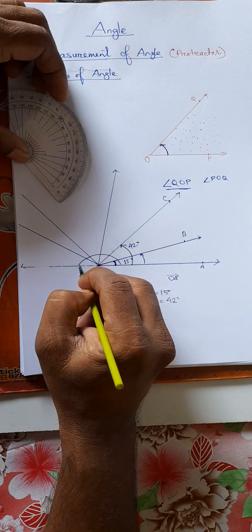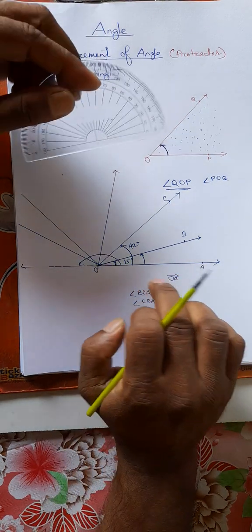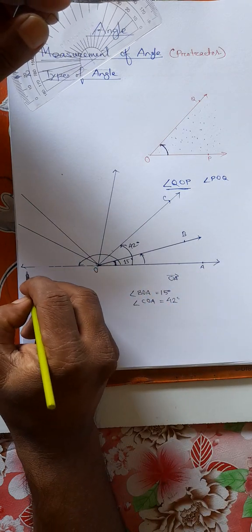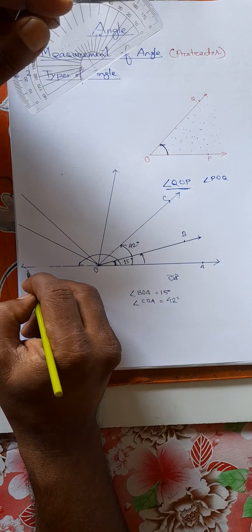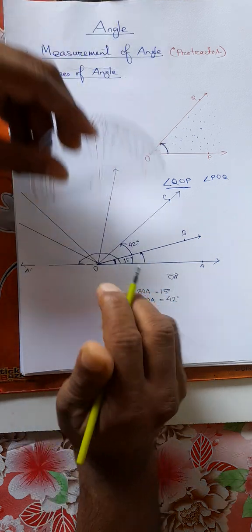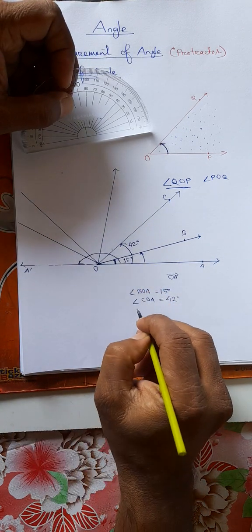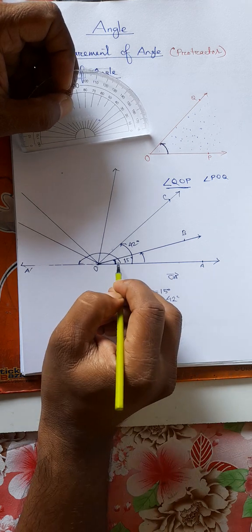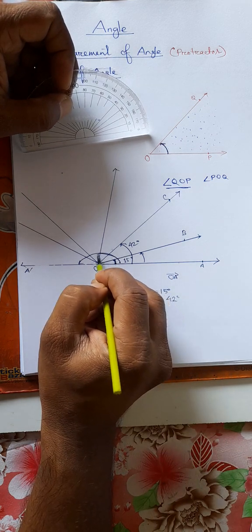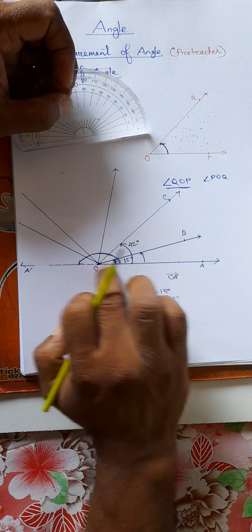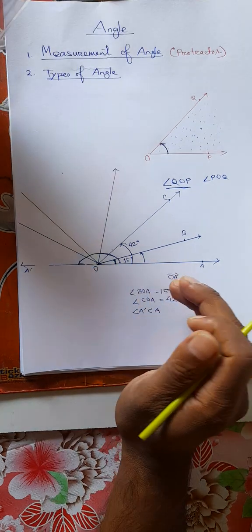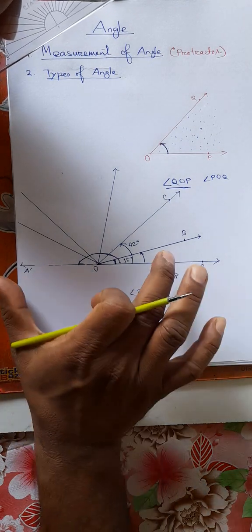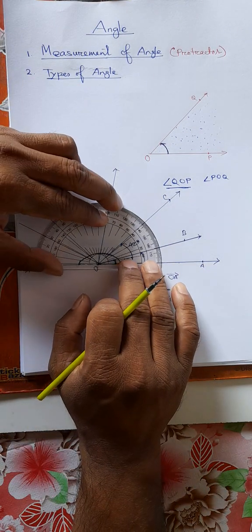If you want to find this angle, the initial position of the ray was OA, then you rotate up to OA dash. Now what is the measurement of this angle, A dash OA? The initial position of the ray was OA. You rotate it anti-clockwise, then you get a straight line. So what is the measurement of this angle?